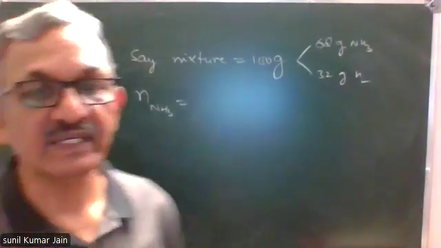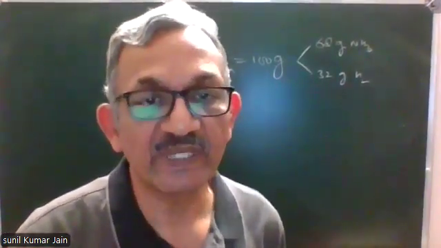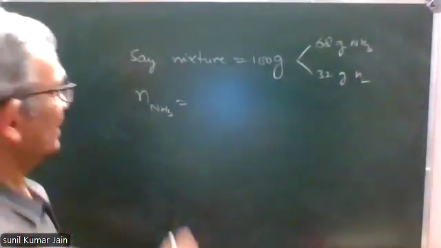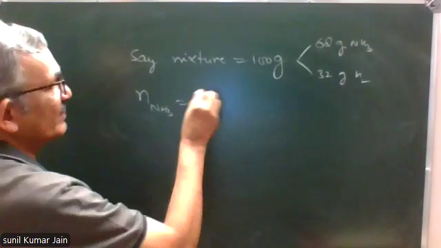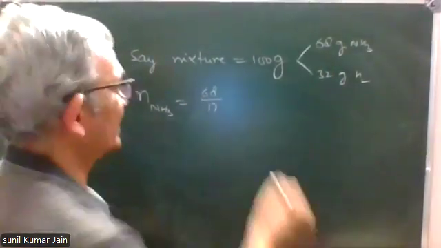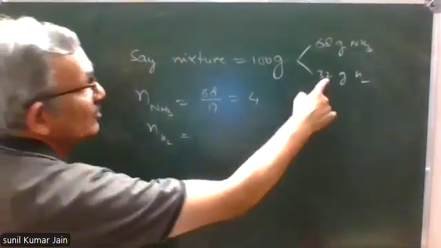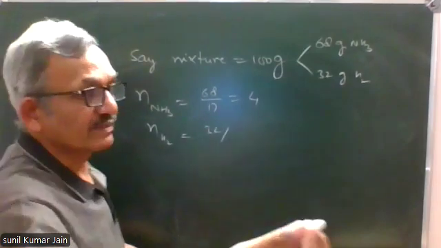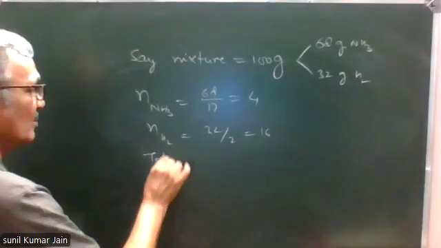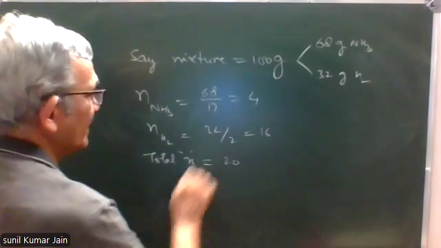If I write N ammonia, it means number of moles of ammonia. And how do we convert mass into moles? Although you'll study the molar concept later, weight divided by molecular weight will be the number of moles. So 68 divided by the molecular weight of ammonia, 17, is 4 moles. Number of moles of hydrogen will be 32 divided by the molecular weight of hydrogen, 2, which is 16 moles. Total number of moles will be this plus this, 20.